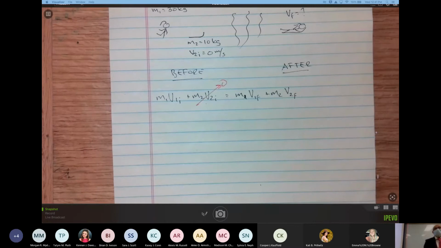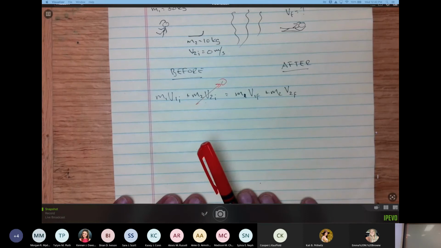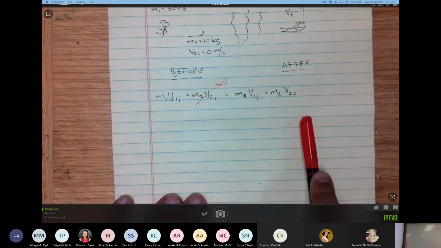If you have a mass and that mass is moving, you will have momentum. It doesn't matter how small the mass or how small the velocity, as long as you have those two conditions, you will have momentum. Okay? Now, this one is tricky. How is the velocity of the sled compared to the velocity of the kid? Is it bigger? Is it smaller?